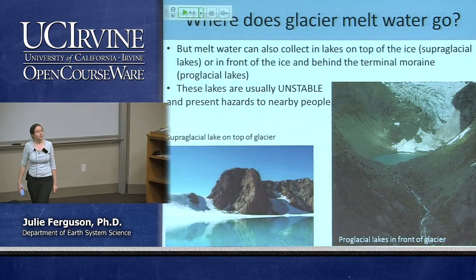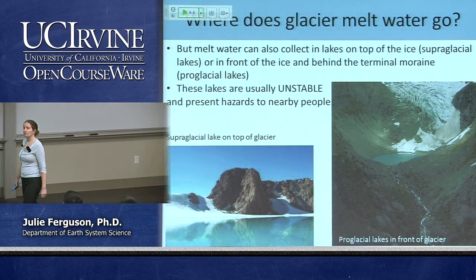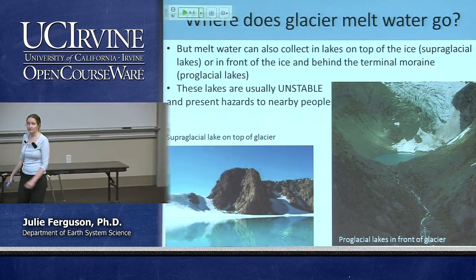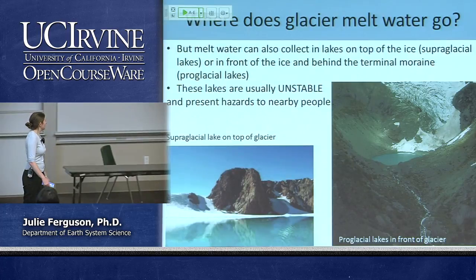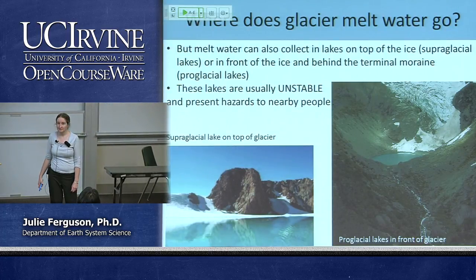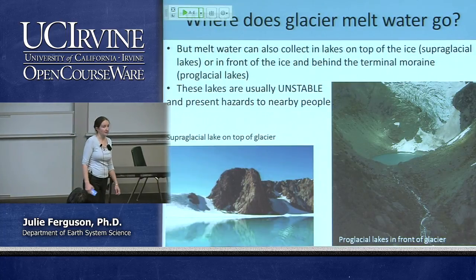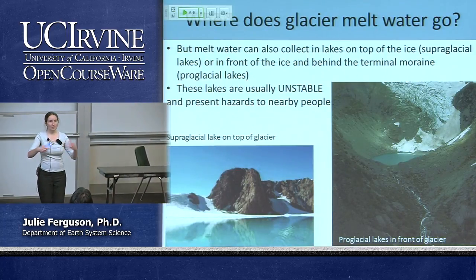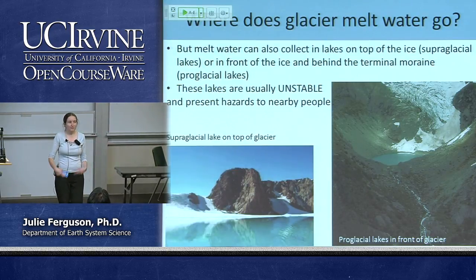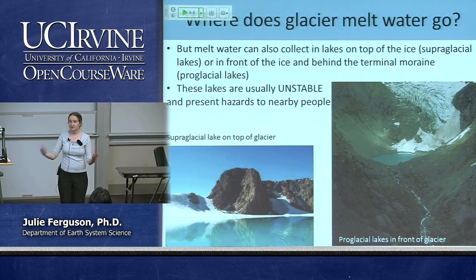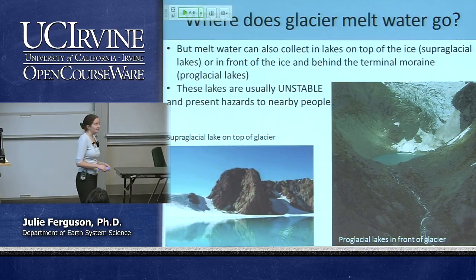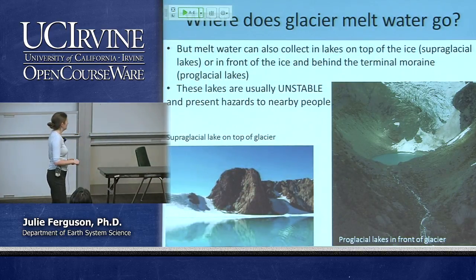But the problem occurs when that meltwater doesn't necessarily go straight into streams and down to where people can use it. We also can develop lakes. And the problem with these lakes is that they are not usually stable. And we're not talking about every other year they break free and we get massive floods. But on geological timescales, on decades or a bit longer, they are not stable. And so they present quite serious hazards to the people that live nearby.